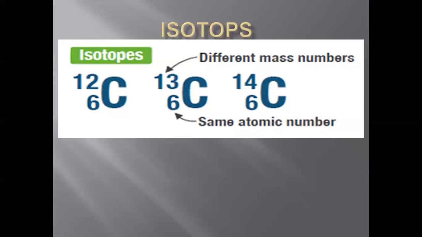As you know here, in carbon-12, 6 is the number of protons, and it is also the number of electrons. Here in carbon-13, the number of protons is 6 and the number of electrons is 6 as well. In carbon-14, the number of protons is 6 and the number of electrons is 6 as well. So isotopes have the same chemical properties because they have the same number of electrons.